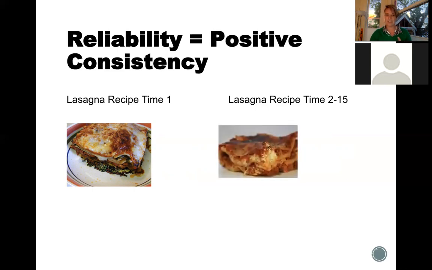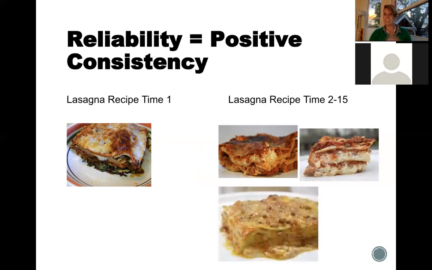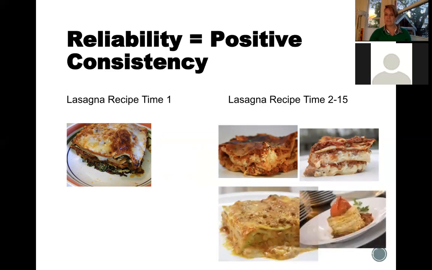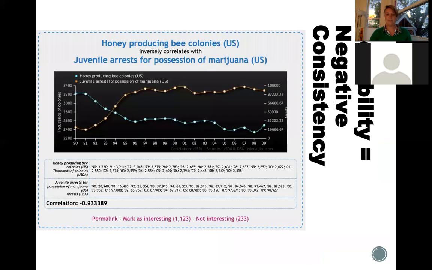Then you cook your lasagna again and it comes out the same. Then you cook it again, and you make some slight variations. You take out the tomato sauce completely and put the tomato on top. Then you're like, oh, forget the tomatoes, I'm just going to put zucchini layers in there. So your reliability is gone. It's still lasagna, but your consistency is decreasing. Now, negative reliability would be when something is consistently getting more and more different.